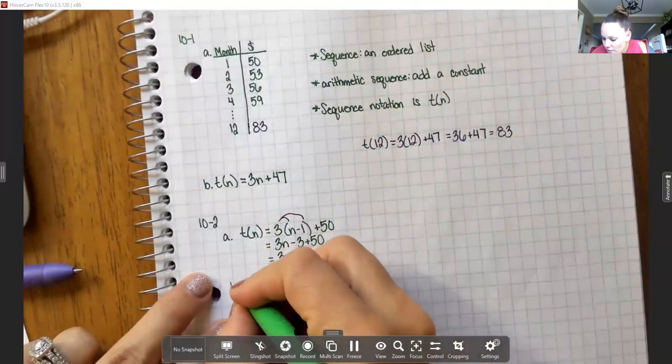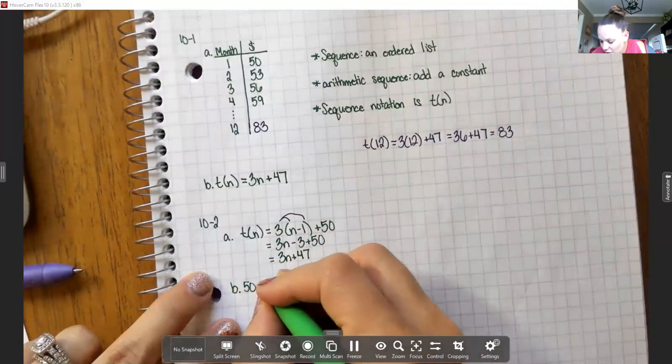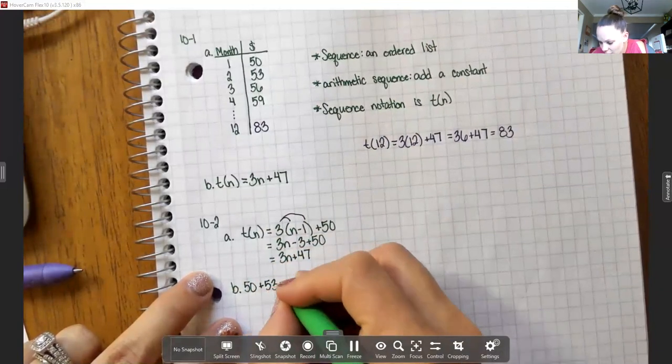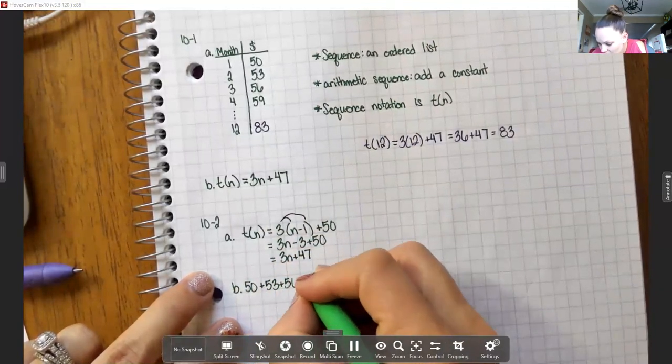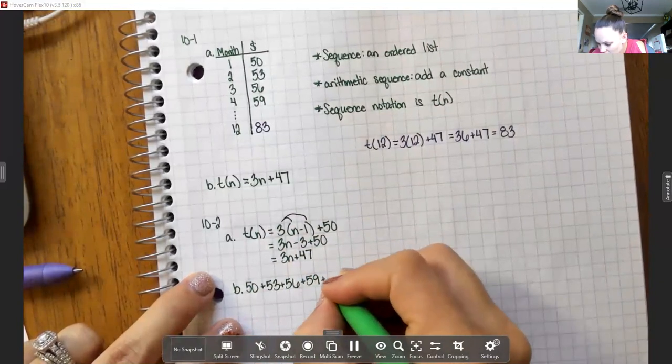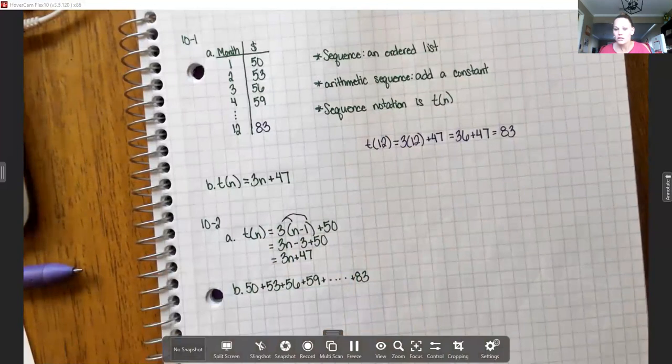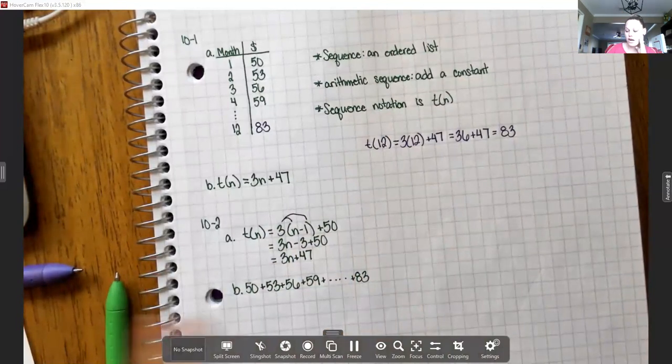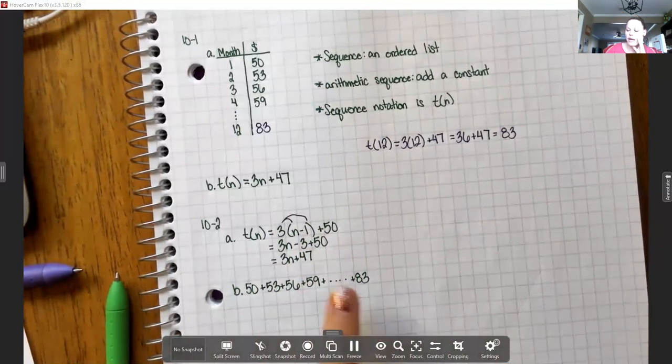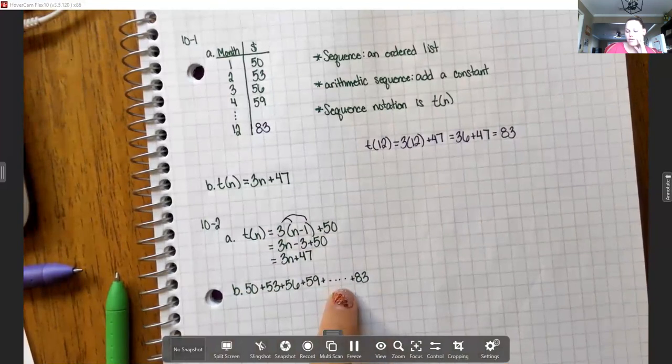So it's going to be 50 from the first month plus 53 the second month plus 56 plus 59 plus, you're going to keep adding until you hit 83. So I'm going to give you a little bit of time. Try to figure out how much money she has in the bank after that first year. So you have to fill in those missing pieces there.